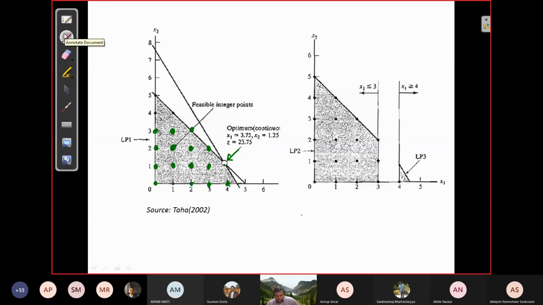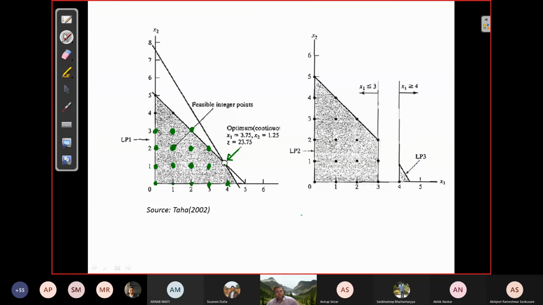This method is known as branch and bound, but there are other methods also, like cutting plane methods. In this course, we only read about the branch and bound method. Branch and bound is a divide and conquer strategy, which allows you to cut through the solution space and go deep inside the feasible region to find the optimal.